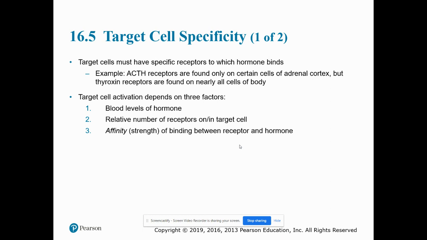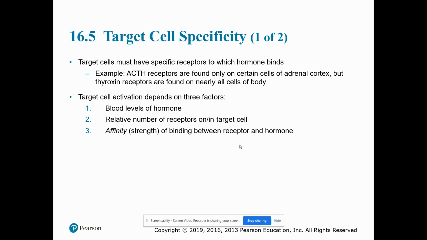And then we have target cell specificity. So I've already talked about the fact that in order for a cell to be affected by a hormone, it has to have a receptor for that hormone. And that's exactly what the first line here says. So an example is ACTH receptors are found only on certain cells of the adrenal cortex, but thyroxine receptors are found on nearly all cells of the body.